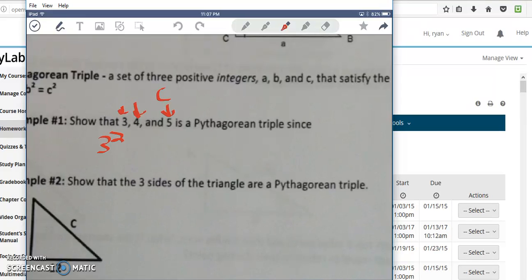So we have 3 squared plus 4 squared is equal to 5 squared. 3 squared is 9, 4 squared is 16, 5 squared is 25. 9 plus 16 is 25. So yes, this is a Pythagorean triple.